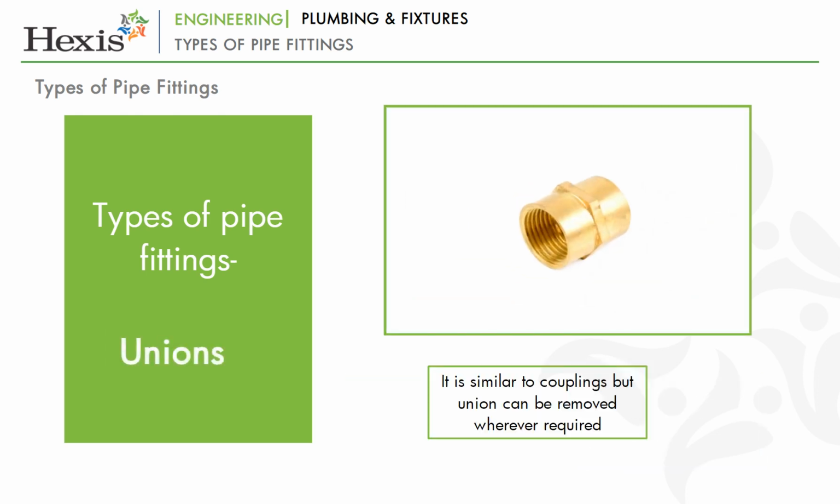Unions. These fittings are similar to couplings in the way they function, except in this case, one can remove the union whenever required, which cannot be done with couplings. These are nuts with male and female ended threads, useful for maintaining pipes.